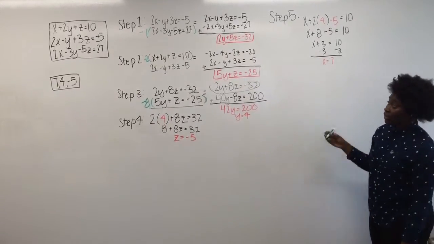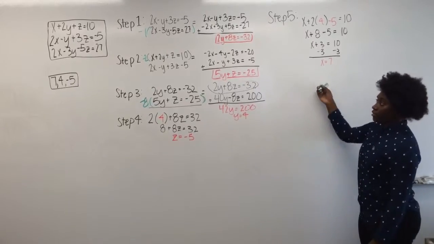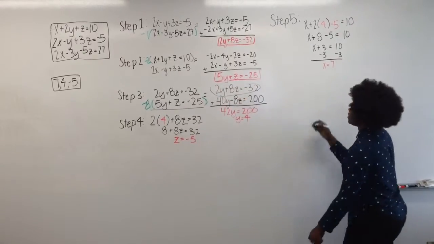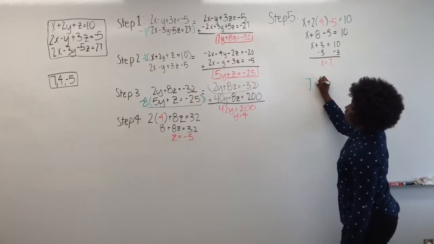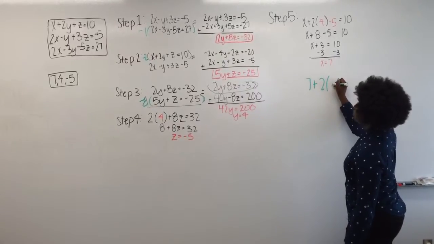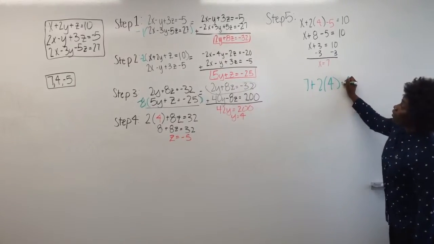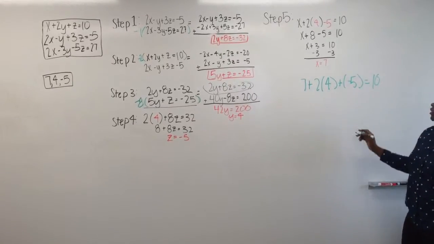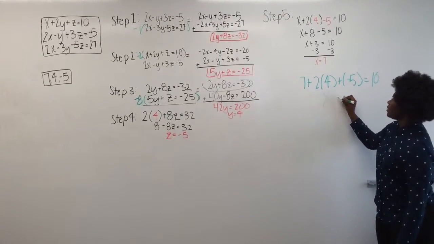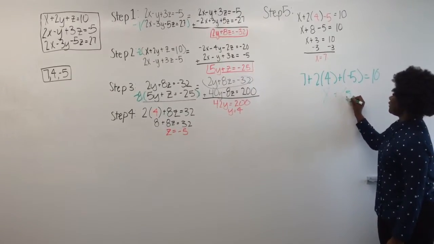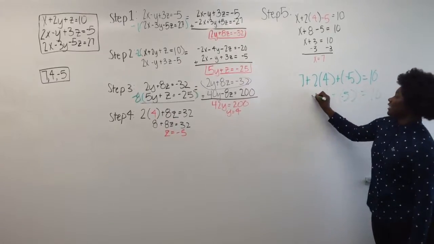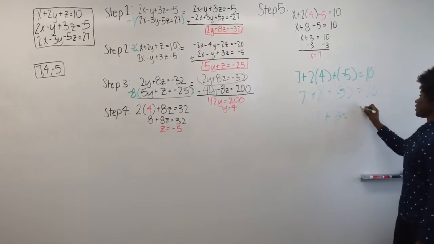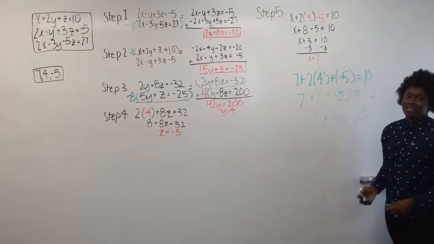Now to make sure that these variables are correct, you will plug x, y, and z into one of the original equations. So x will be 7 plus 2, 4 plus -5 equals 10. These two are 8 plus -5, 10 plus 7. So then we have 7 plus 3 equals 10. And that's how you solve a system of equations.